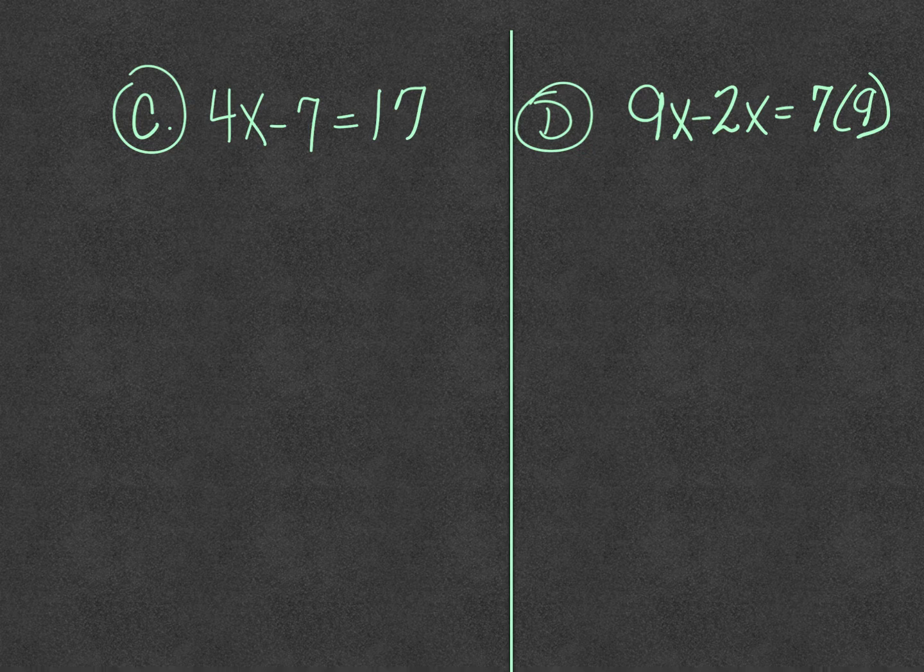All right, so the next one here, the first thing we're going to do is start here, because there's nothing that we can simplify. So we're ready to start moving things from side to side in order to isolate our variable. What's the opposite of minus 7? Correct, plus 7.